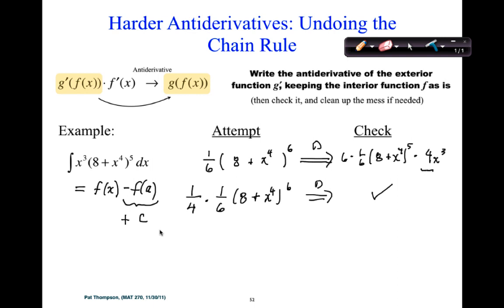So we're going to do what we call the principal antiderivative. That's what we worked on here. And then we have to add c, to account for every possible starting value of a. So we get the whole family of functions that are the antiderivatives or the net accumulation functions for this rate. So our final answer is going to be 1/24, 8 plus x to the fourth to the sixth plus c. Again, this is the minus f of a part, right?